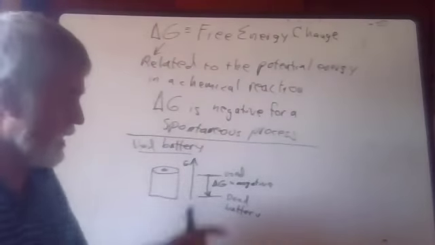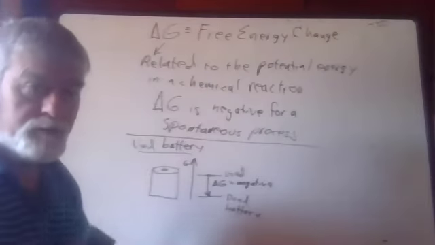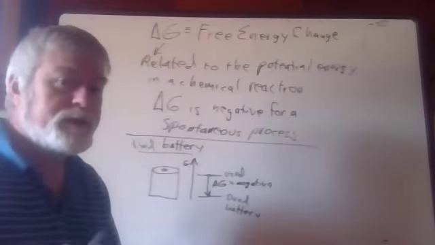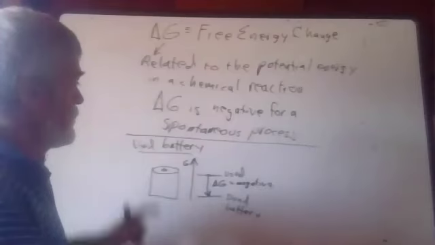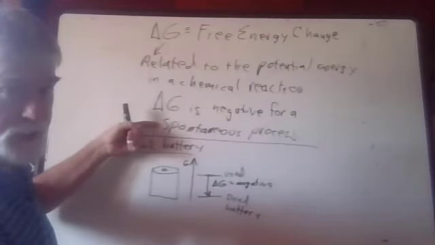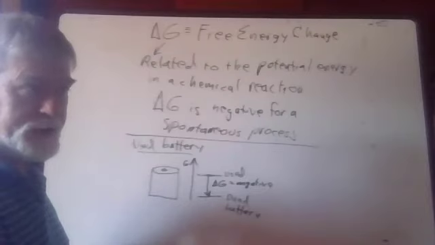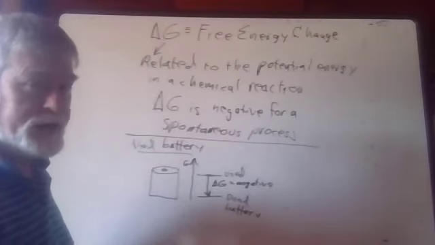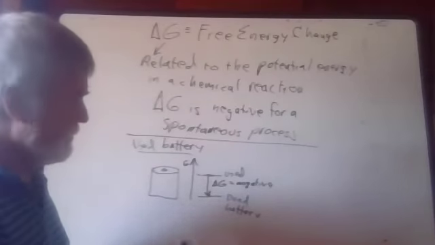So the higher this line is, the more negative delta G is, and the more spontaneous it is. So that's another thing. Delta G is negative for spontaneous reactions, but the more negative it is, the more spontaneous the process is. Okay, so you can get an idea of how spontaneous a reaction is by how negative the delta G is.